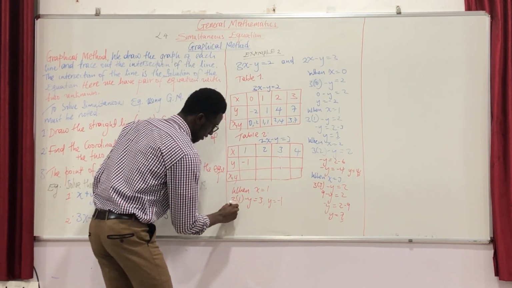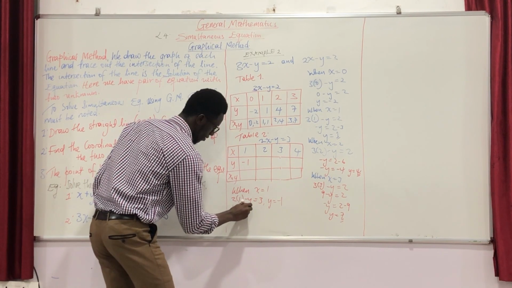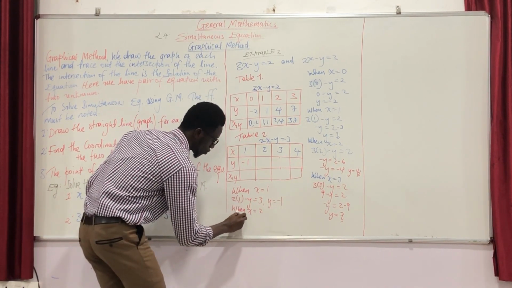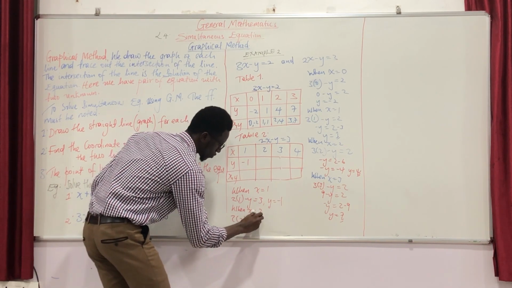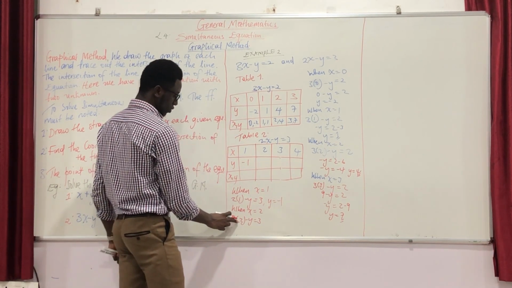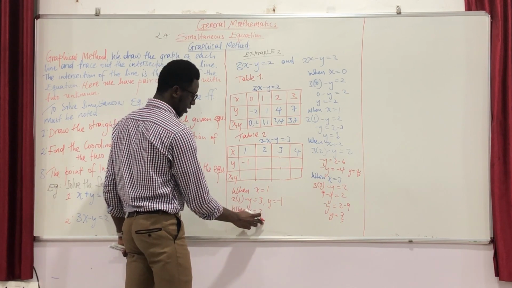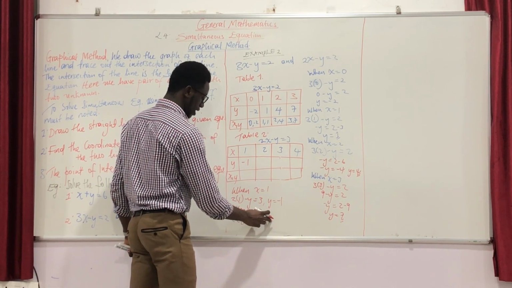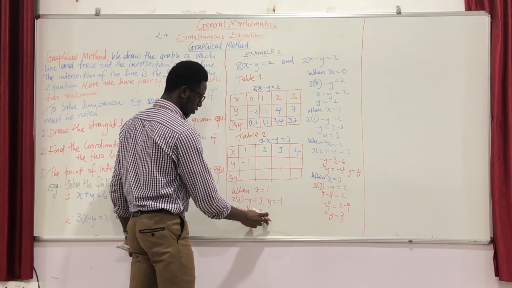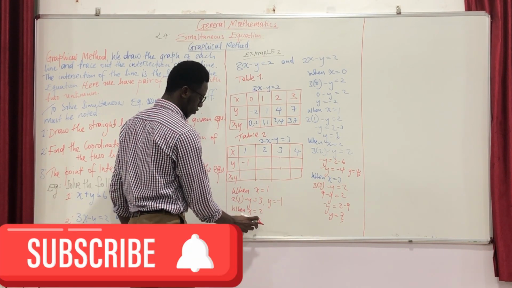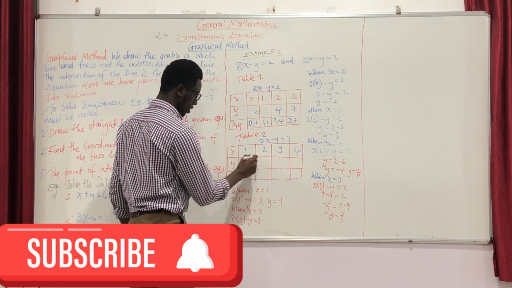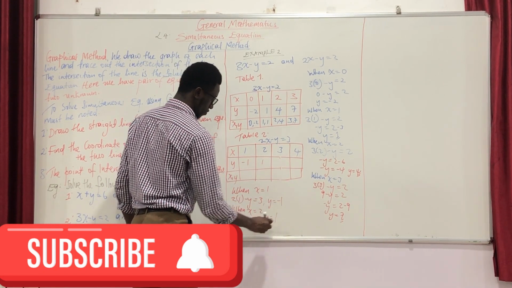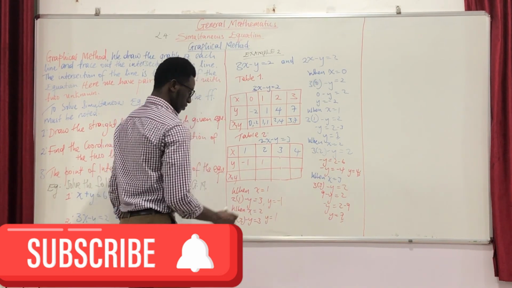When x equals 2, again we say 2 into 2 minus y equals 3. 2 times 2 is 4. Then 3 minus 4 is minus 1. Minus divided by minus becomes positive, so y equals 1. So y here is 1.